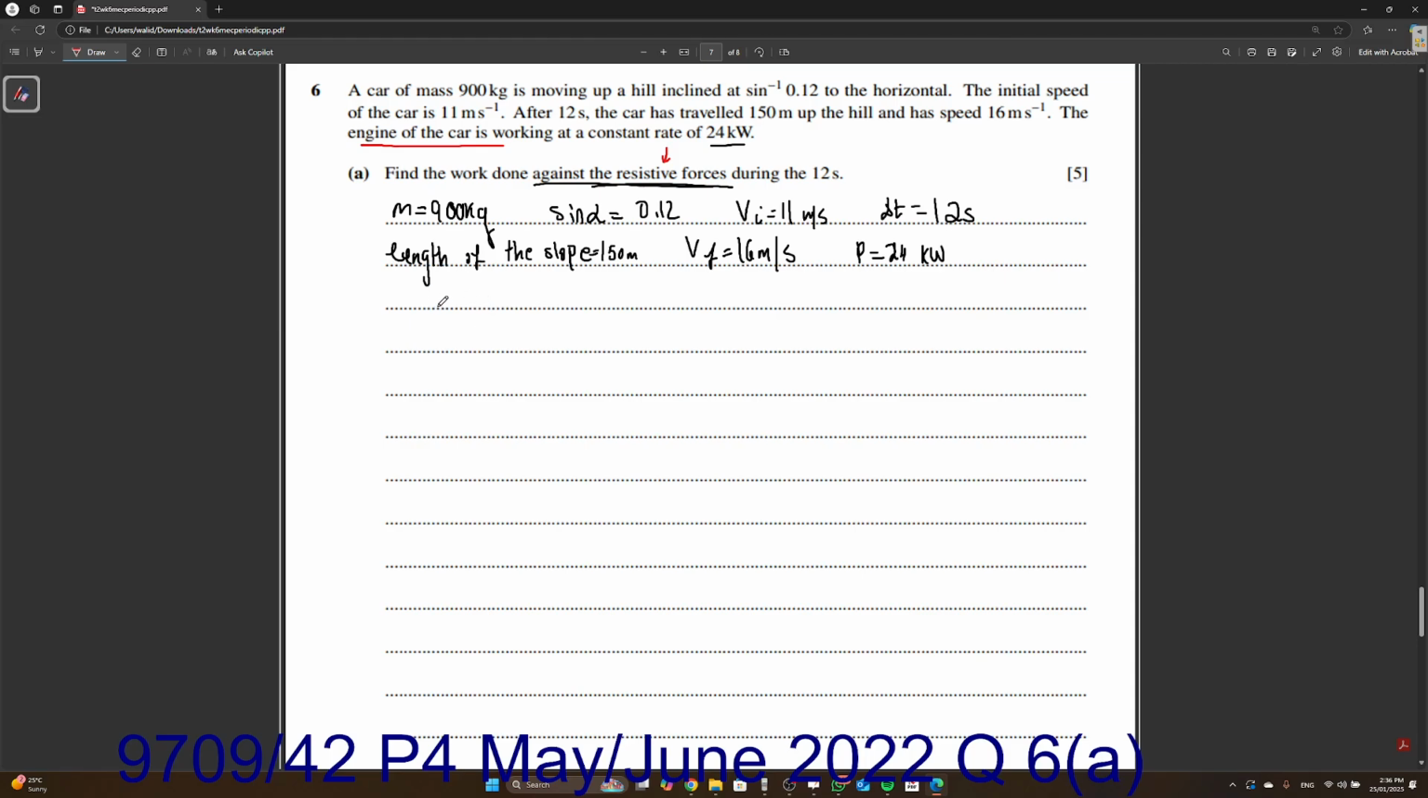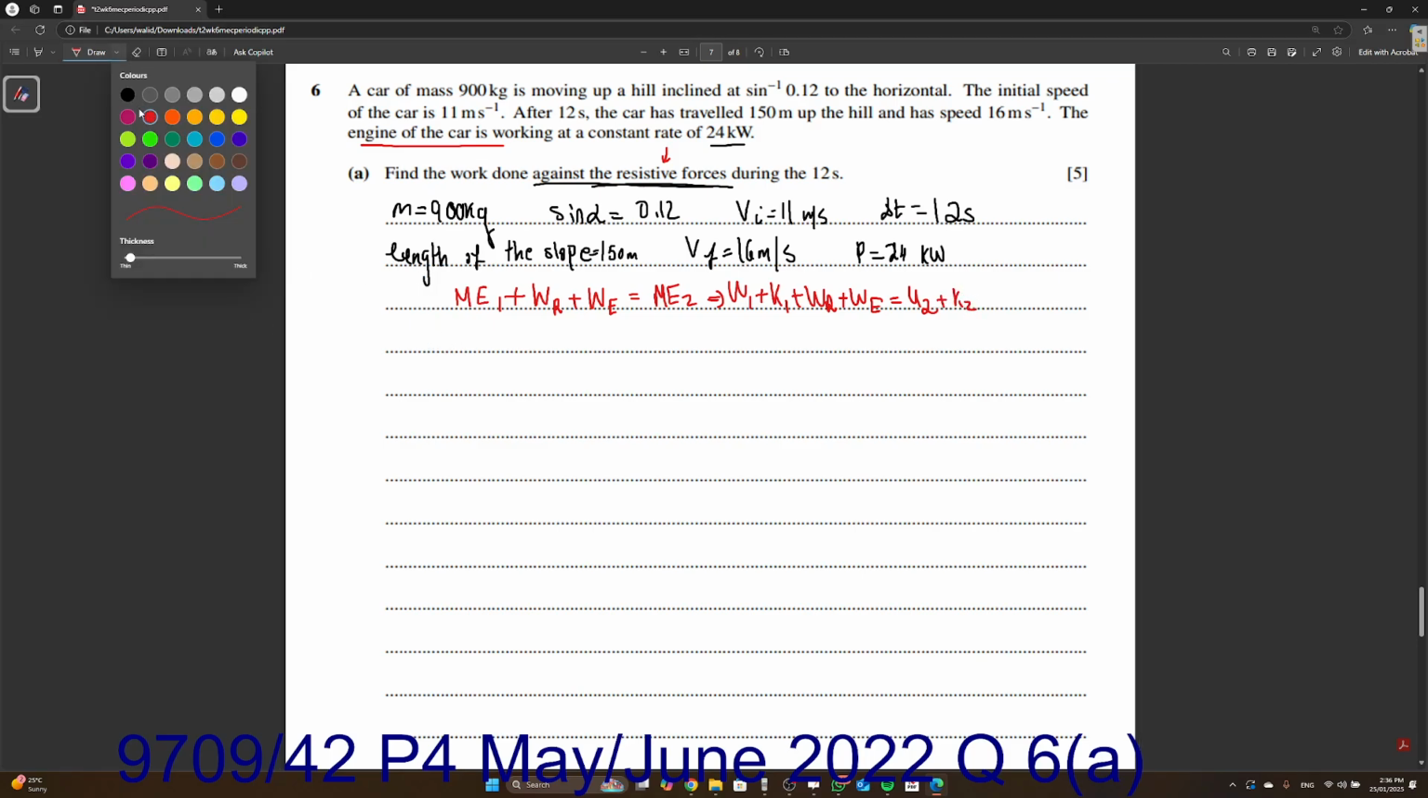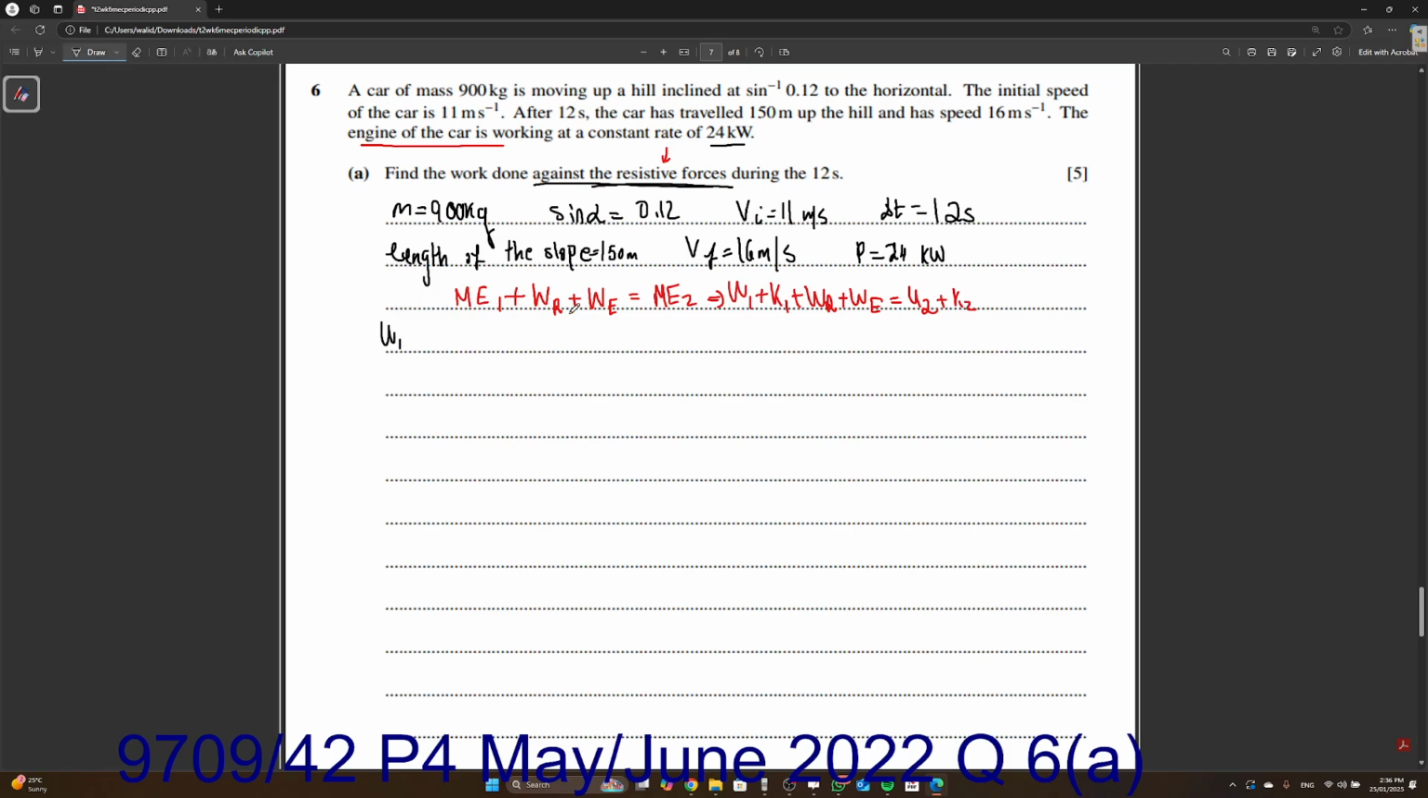Okay? So whenever we have forces, we say that ME1 plus the work done by these forces, so the resistance force plus the work done by the engine, is equal to mechanical energy 2. Now we can find them all. Let's expand this. ME1 is U1 plus K1, plus work done by the resistance, plus work done by the engine, is equal to U2 plus K2. Let's start finding each thing separately. U1 is 0. We're just going to cancel this to 0 because you're starting at the bottom of the hill.